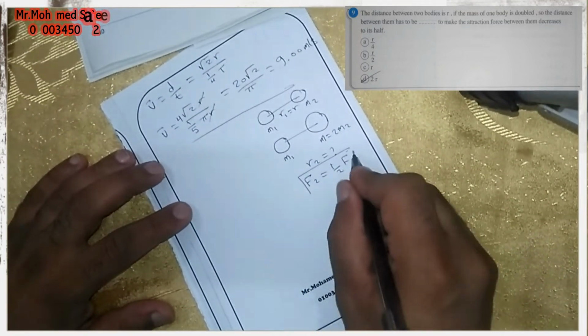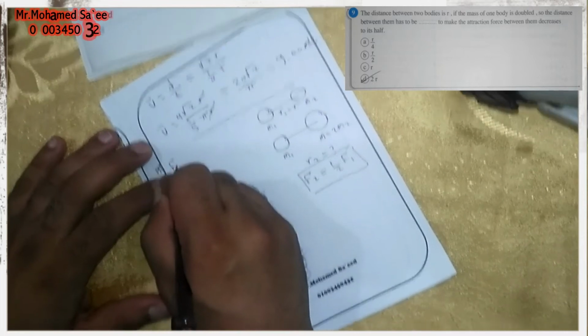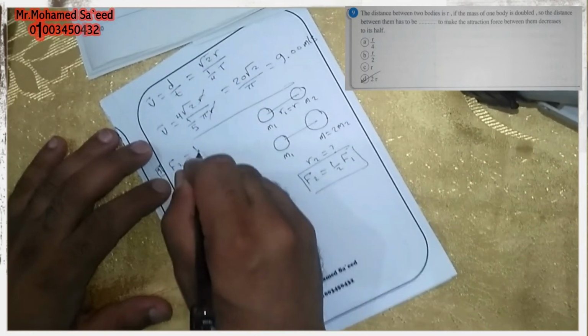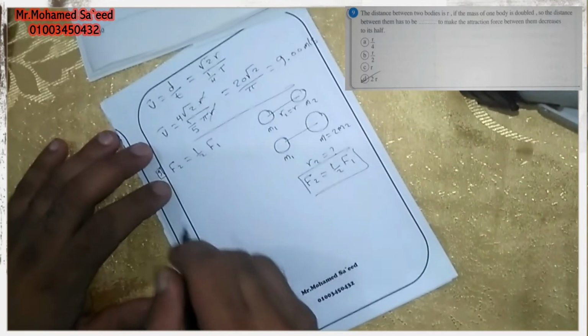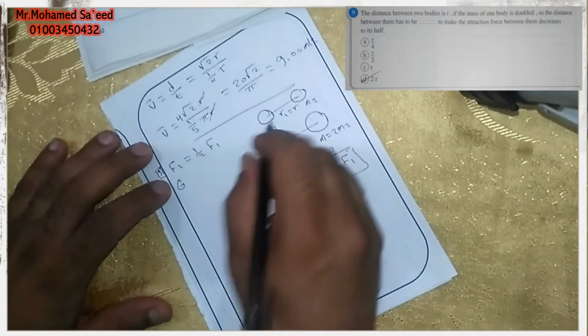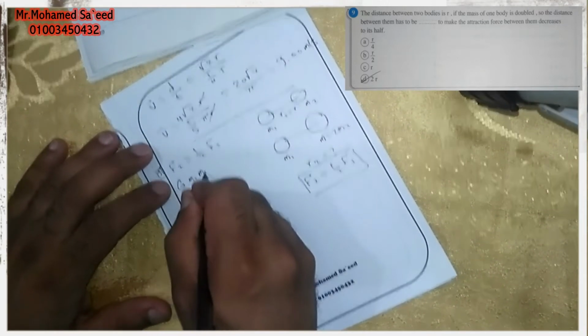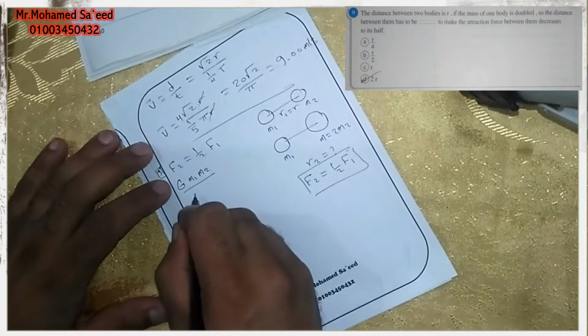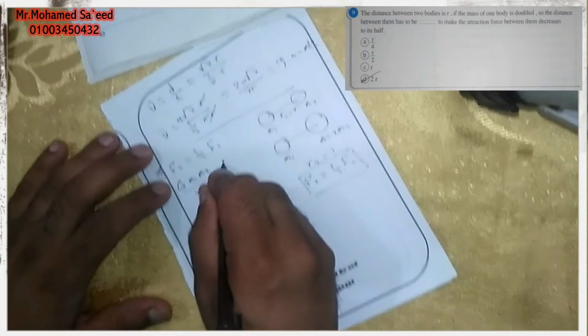We always start with the given information. F2 in the second case equals half F1. F2 equals what? G capital M1 M2 over r square, right? Equals half.